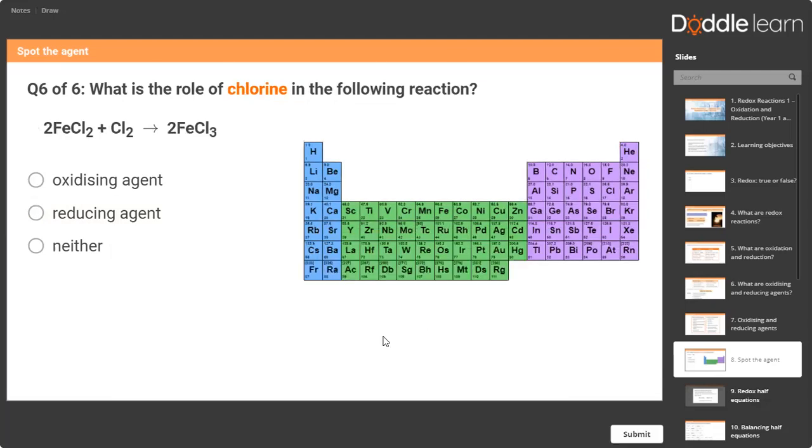And our final question: what is the role of chlorine in the following reaction? We've got iron chloride and chlorine going to iron 3 chloride.